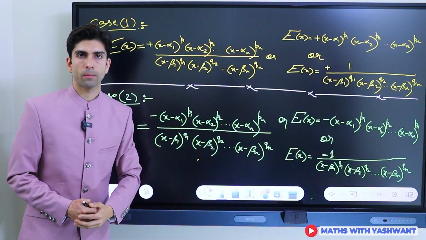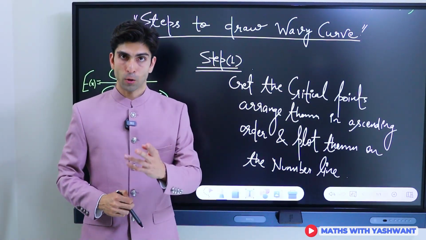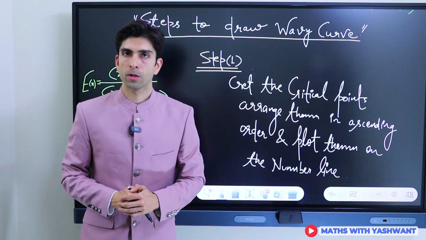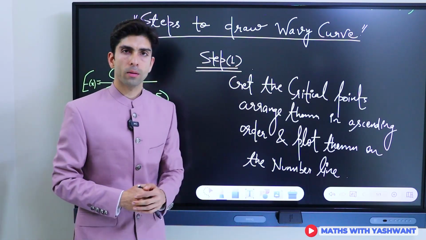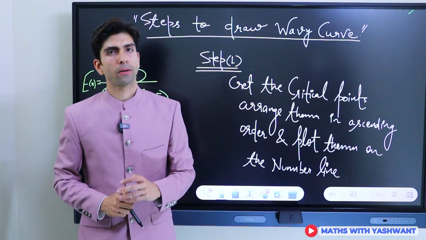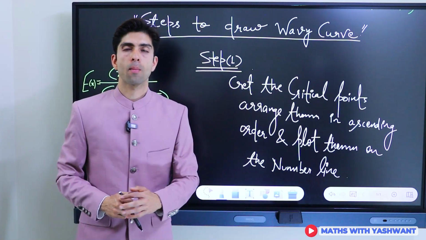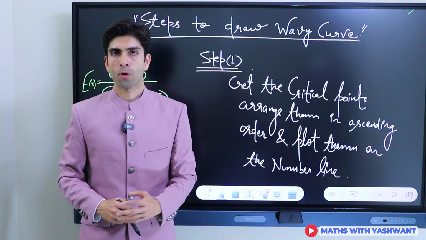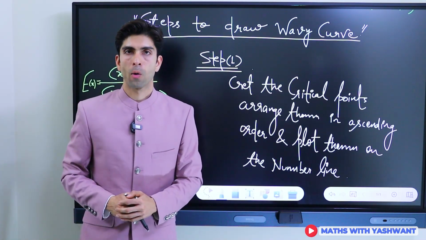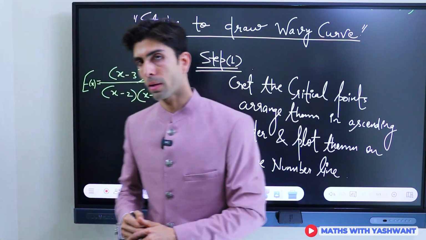Hope you all understand. Now there are a few steps that you have to follow to reach the final wavy curve. Step 1: get the critical points, arrange them in ascending order and plot them on the number line. Now many of you would be wondering what critical points are and how we get them. Well, for this we have an expression. Let's have a look here.